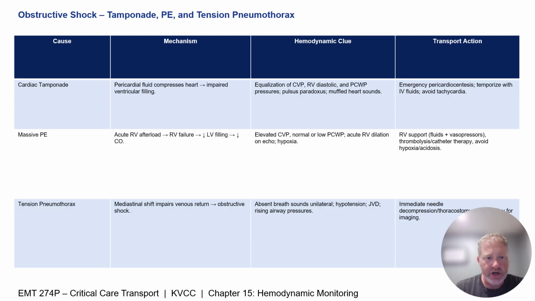Finally, we've got obstructive shock. Obstructive shock occurs when mechanical barriers prevent adequate cardiac filling or forward flow. Cardiac tamponade as a cause. Cardiac tamponade compresses the heart and impairs diastolic filling. A massive PE can cause it as well. That sharply increases the right ventricular afterload and reduces left-sided filling. And then finally, we got tension pneumothorax, which increases the intrathoracic pressure and impedes venous return as well.